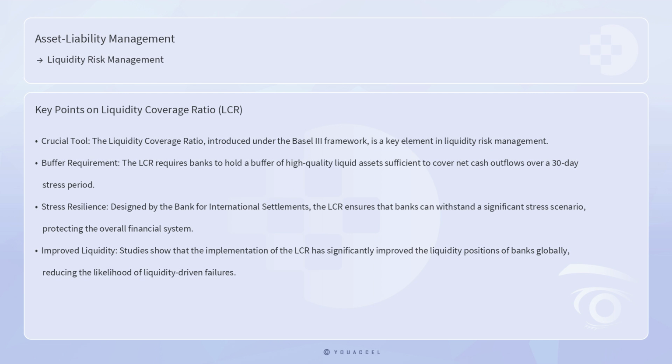Another crucial tool in liquidity risk management is the liquidity coverage ratio, introduced under the Basel III framework. The LCR requires banks to hold a buffer of high-quality liquid assets sufficient to cover net cash outflows over a 30-day stress period. According to the Bank for International Settlements, the LCR is designed to ensure that banks can withstand a significant stress scenario, thereby protecting the overall financial system. A study found that the implementation of the LCR has significantly improved the liquidity positions of banks globally, reducing the likelihood of liquidity-driven failures.